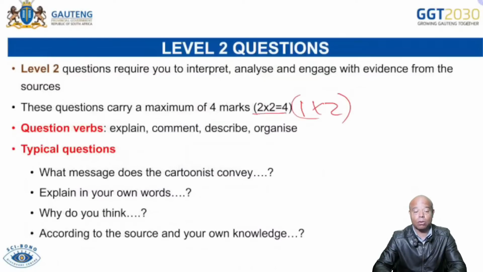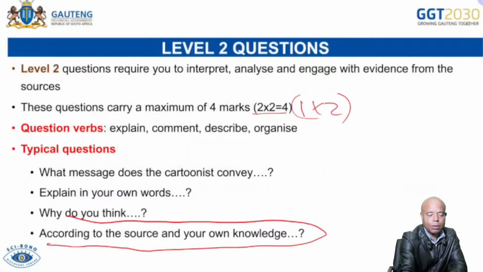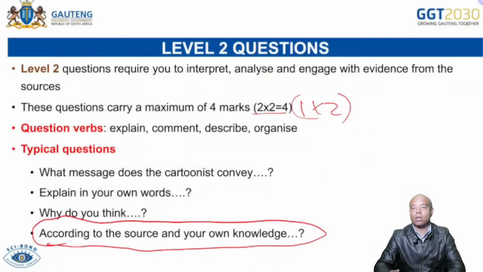Then we go to typical questions. What message does the cartoonist convey? Explain in your own words basically. Why do you think, according to the source, in your own knowledge basically? So take note learners, it says according to the source in your own knowledge. This is what we call level 2 questions. Level 1 is only according to the source basically.